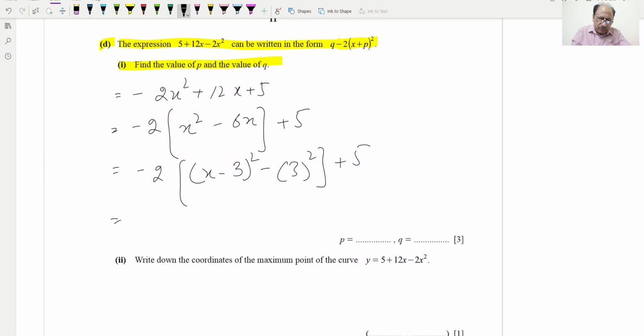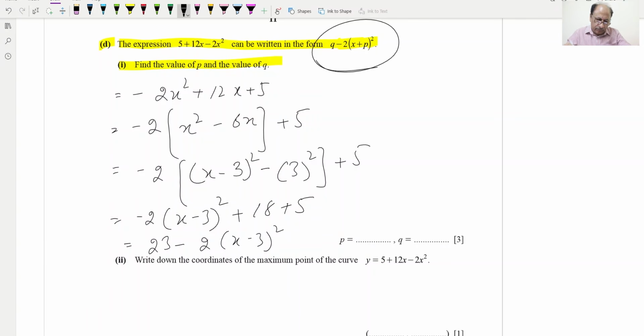Now we can multiply this minus 2 inside, and it will be minus 2 into x minus 3 squared, and minus minus plus, and 3 squared will be 9, 9 twos will be 18, so 18 plus 5, and this will result in 23. So 23 minus 2 into x minus 3 squared, and if we compare it with this one, q value is 23 and p value is minus 3, and this is a 3 mark question which we have done.